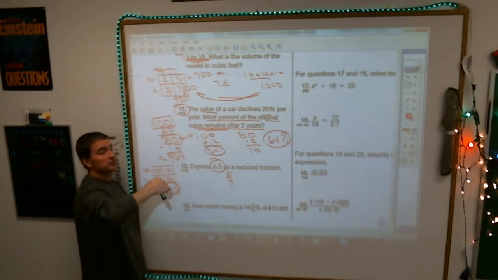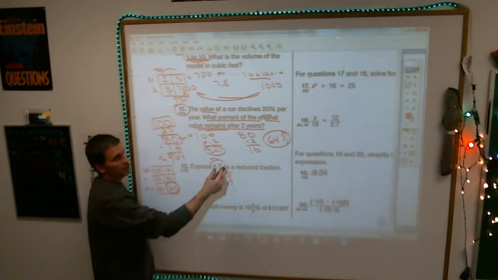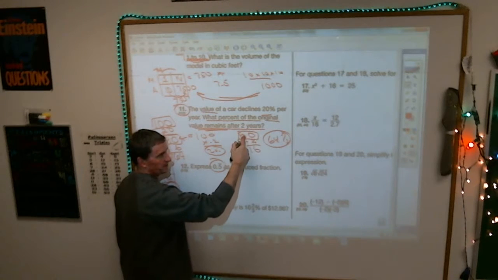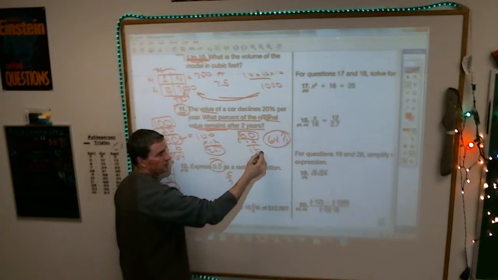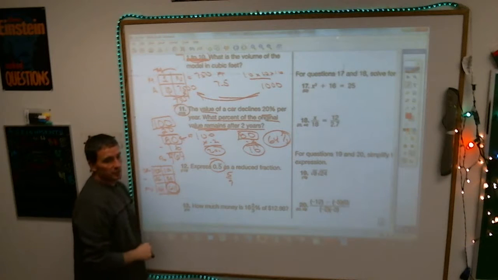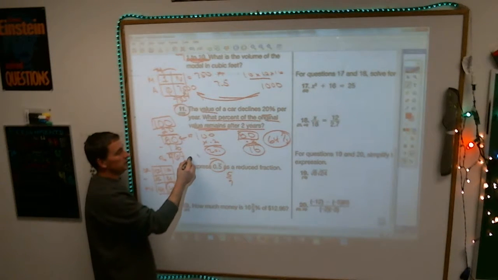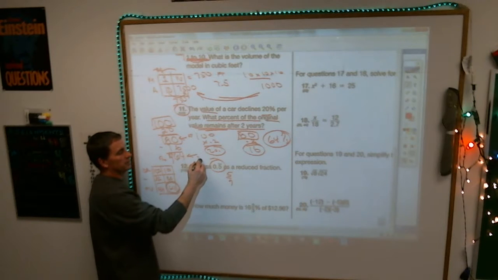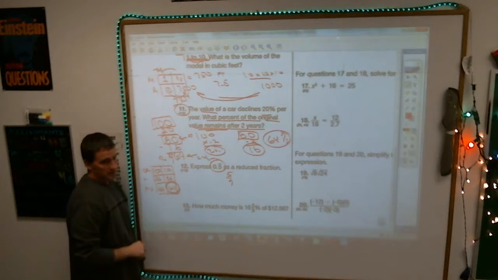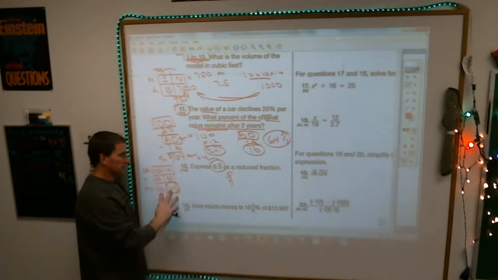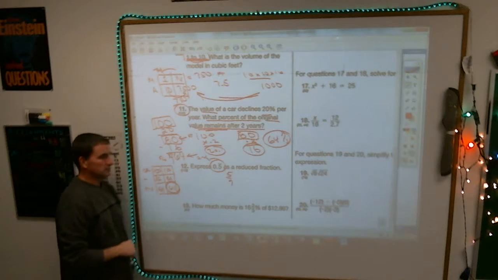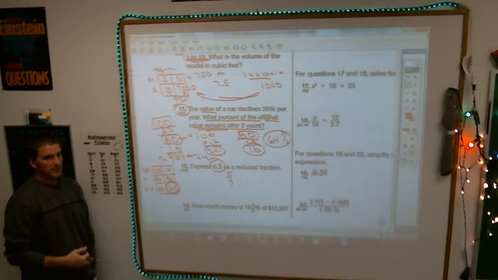Well, the next year it goes down 20% again, so I have to take that second year's price times 0.2 and figure out how much it's going down. 0.2 times 80 was $16. So at the end of 2 years, my car is only worth $64. And then I just plug that all into this whole thing here.